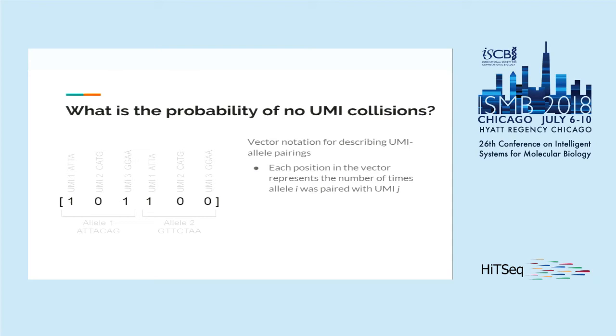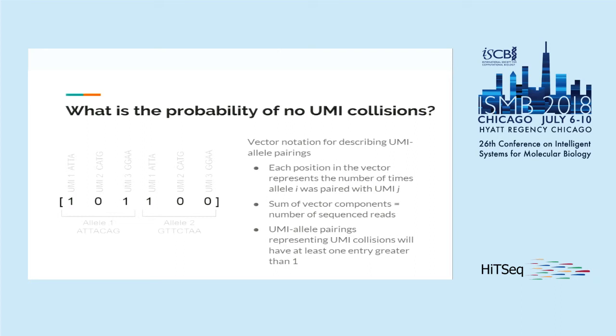The sum of the components of the vector is the number of sequenced reads. So here we're sequencing 3 reads. And the UMI pairings that represent UMI collisions will have at least one entry greater than 1 here. So for example, here we see that an allele was paired with UMI 1 twice, meaning that we cannot distinguish two different alleles coming from different cells because they were paired with the same UMI.